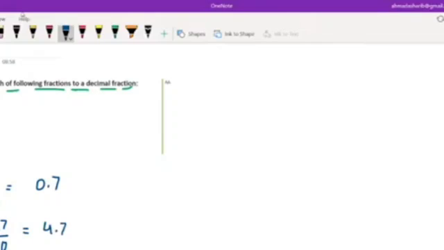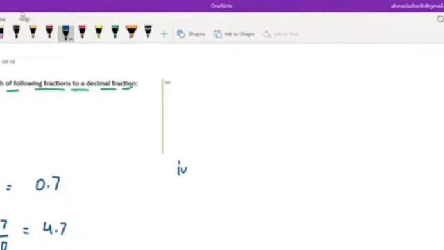Third, 343 upon 100. 343 upon 100. So there are 2 zeros after the decimal. 2 zeros after the decimal. So you will put decimal after 2 digits now from right hand side. So first digit, second digit, you will put decimal here. So 3.43. This is the answer.